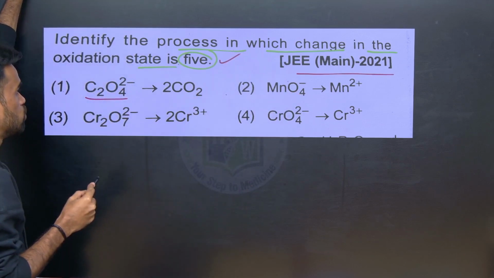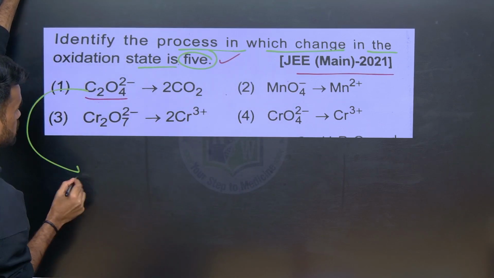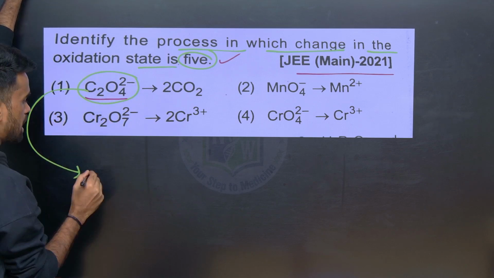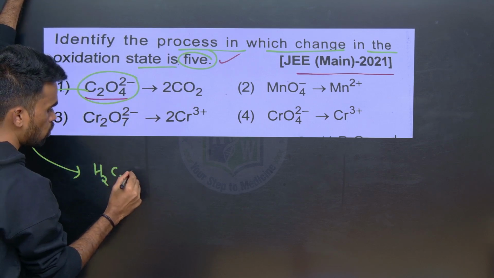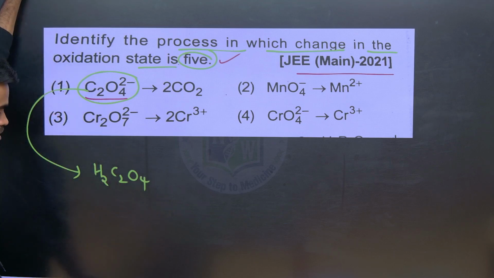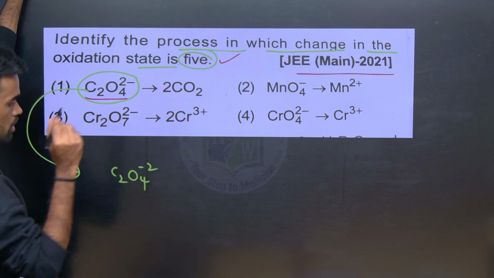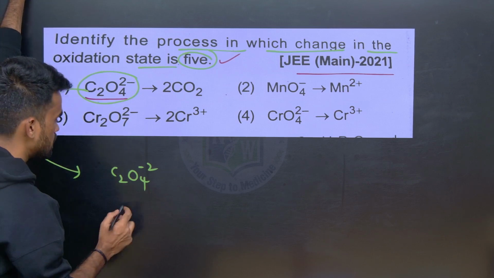How do we do that? What is the oxidation state of this compound? See, this molecule is called oxalate, because oxalic acid is H2C2O4. This is the formula of oxalic acid. So in the question they have given it like this, right? Oxalate we should call it. What is this? Oxalate.